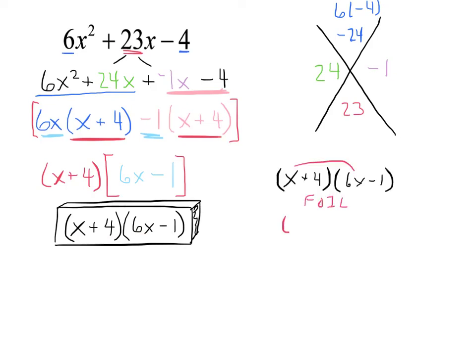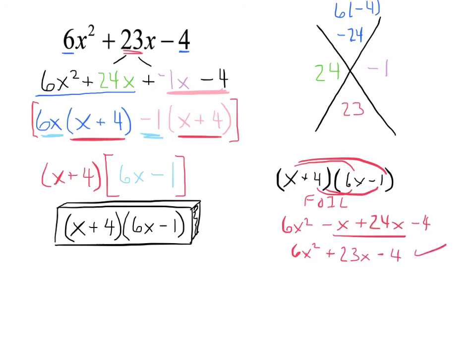So first we're getting 6x squared, the outer we're getting minus x, the inner we're getting positive 24x, and the last we're getting minus 4. And gathering like terms, 6x squared, let's say negative 1, that's going to make positive 23x minus 4, and that is the original equation. So we know that this here is right.